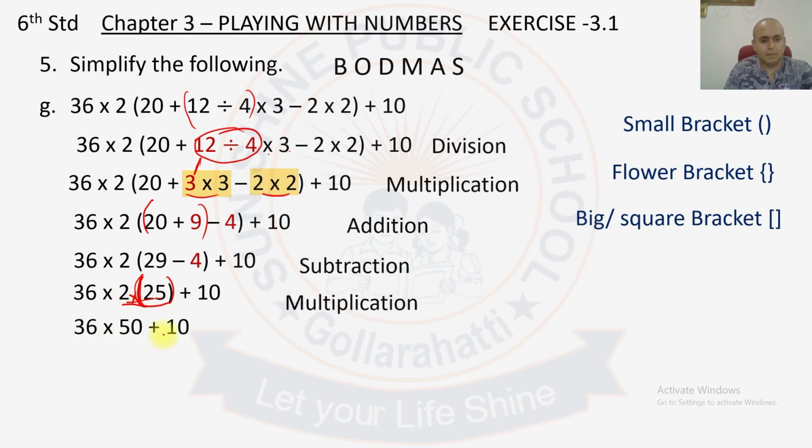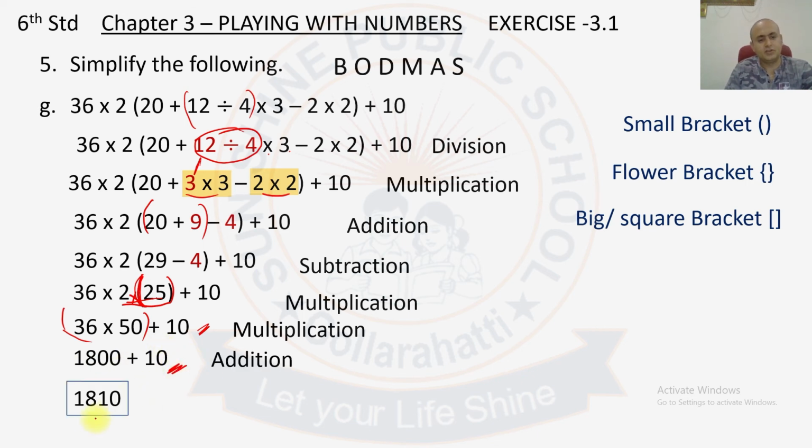Then again you have to multiply here, 36 into 50, and at the last you have to add. 36 into 50 gives you 1800, and at the last you add 10 to it. So 1810. This is the final answer, 1810.